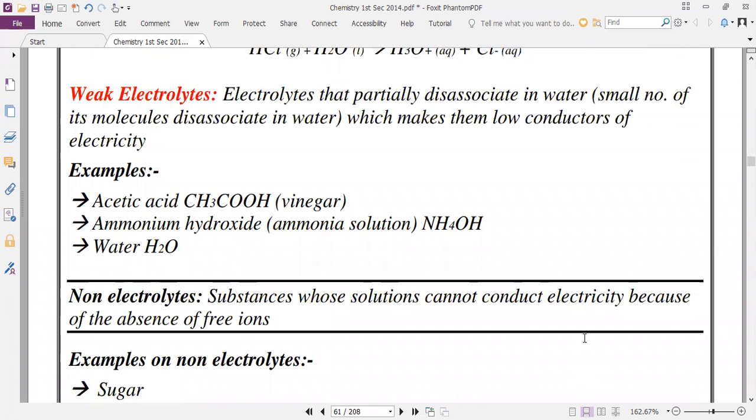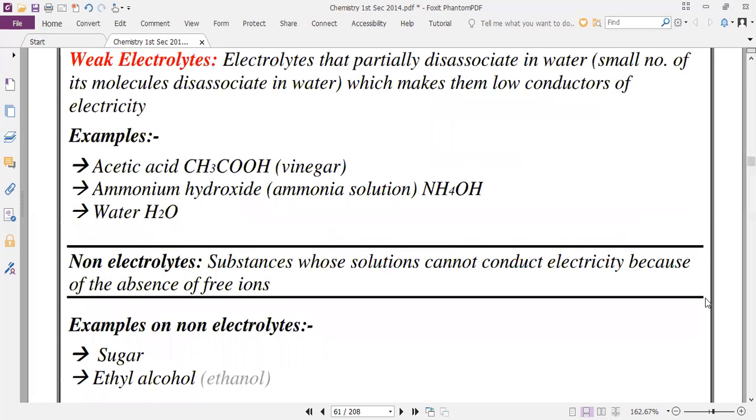Non-electrolytes mean what? Non-electrolytes mean substances whose solutions cannot conduct electricity. Why? Because of the absence of free ions, as in sugar and ethyl alcohol.